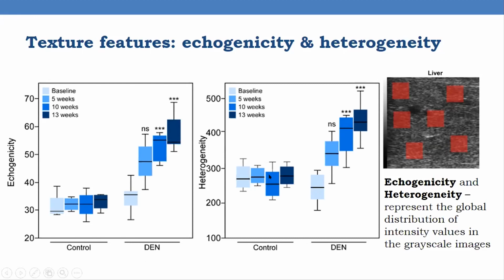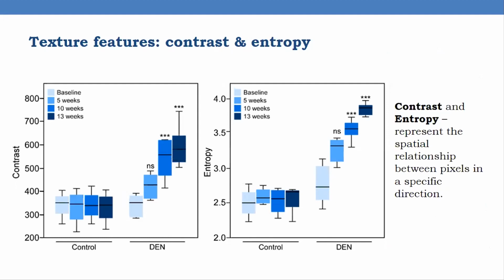Both the echogenicity and heterogeneity represent the global distribution of intensity values in grayscale images. And some other texture features, such as contrast and entropy, account for the disorderliness of the distribution of the grayscale or the brightness of the images. We also found that there is a uniform increase in the contrast and the entropy of the liver tissue.